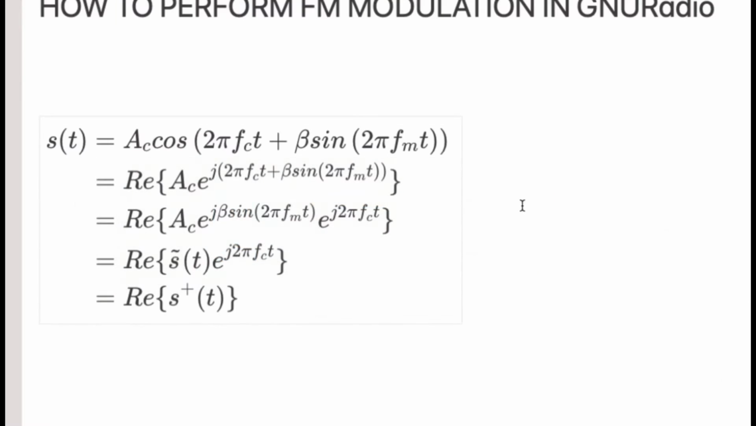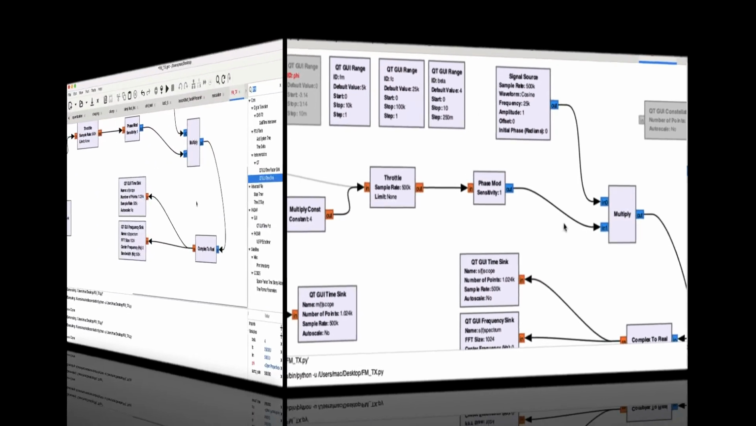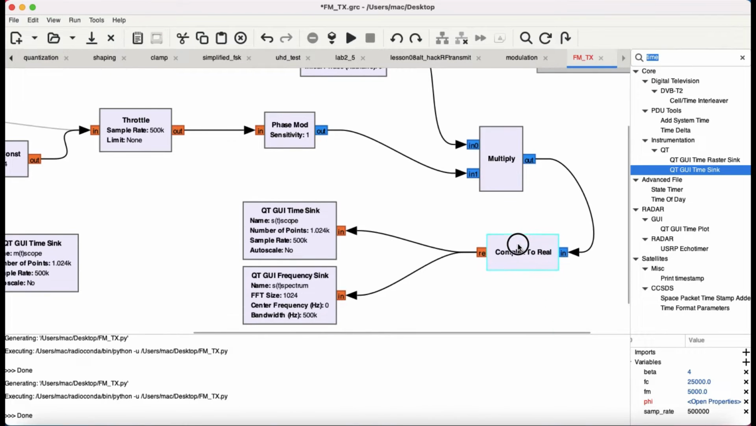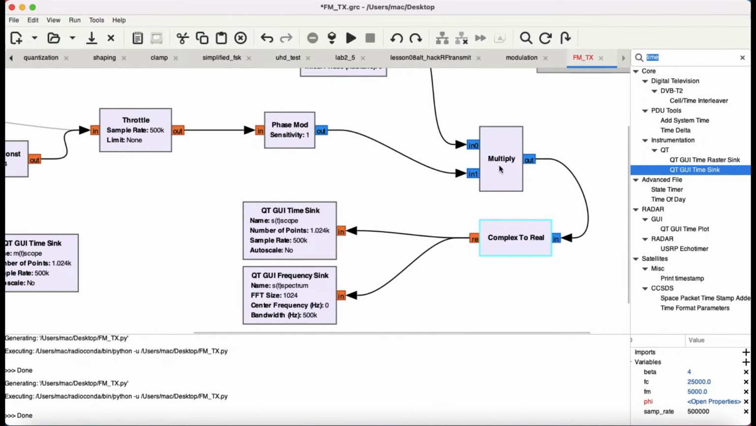I'm multiplying it by a multiplier block here. That's it. Now the next thing I want to do is this. When I multiply this, the output is coming out. Now I want to look at this signal. I need to change this from complex to real signal.